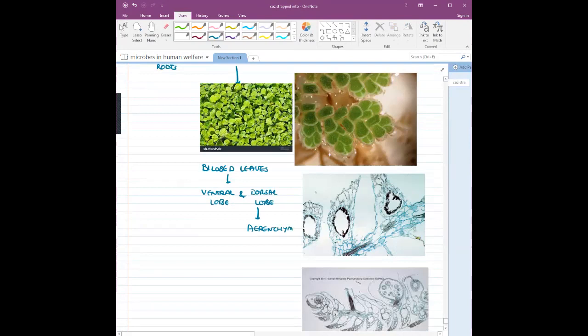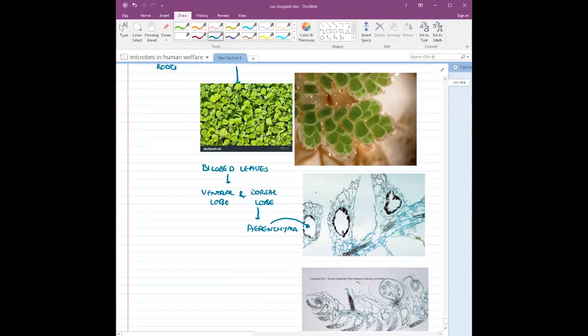Now, guys, why are we seeing aerenchyma? This aerenchyma is nothing but parenchyma cells only. But what are they storing? They are storing air inside of them. Why do I need this? So that it is going to give buoyancy to the entire plant, so that the plant does not sink into the water, and it keeps on floating.